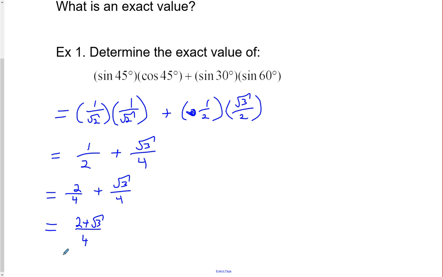Now you can plug this into your calculator and you're going to get the exact same answer when it outputs it as a decimal as you'd get if you mashed in sine of 45 times cos of 45 plus sine of 30 times sine of 60. But now in this way we have it written as an exact value. Keeps it nice and clean.